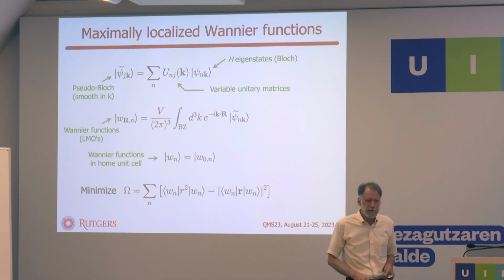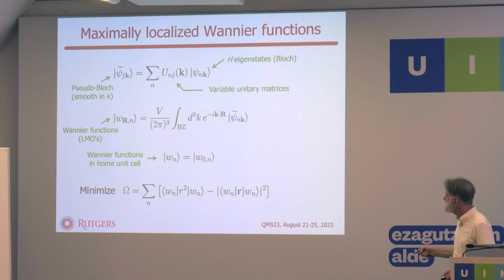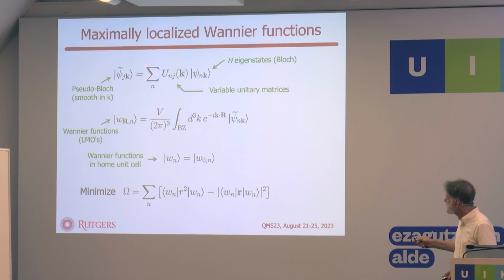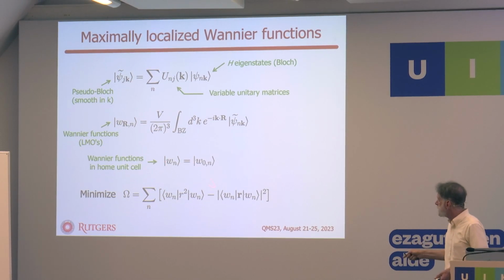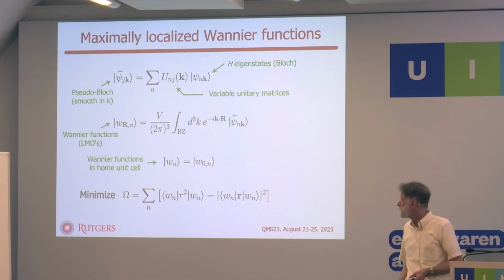That's what the 0 means. And then there's an iterative procedure in which you adjust these unitary matrices further in such a way as to minimize this spread, which is equivalent to saying that I want psi tilde to be as smooth as possible.